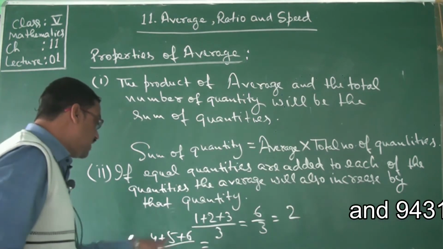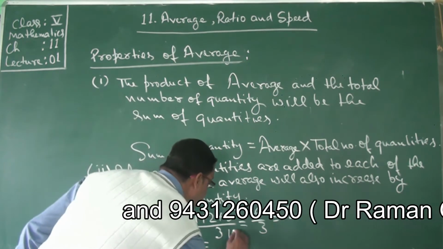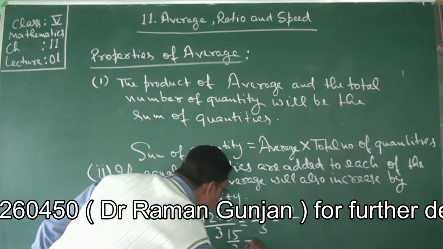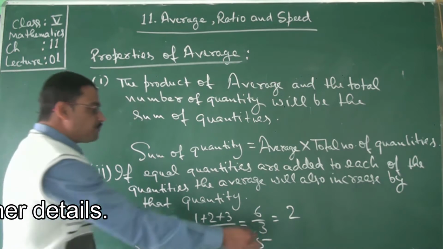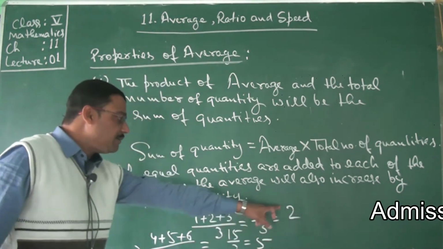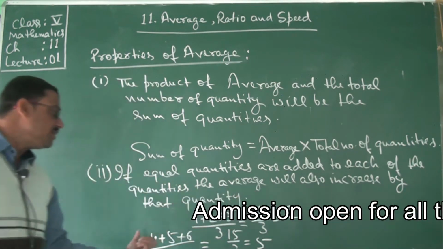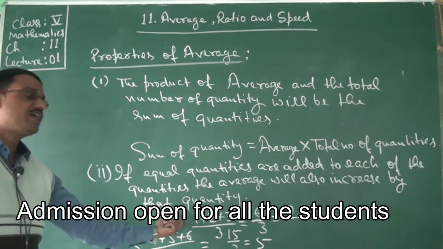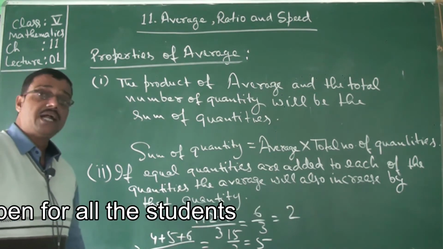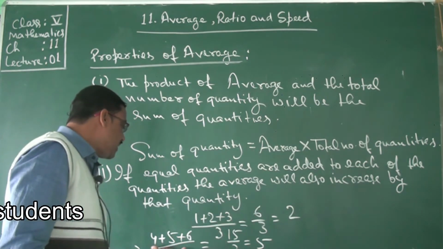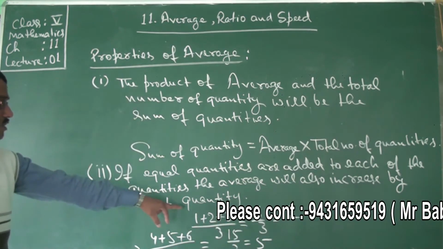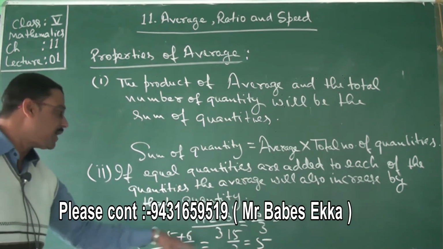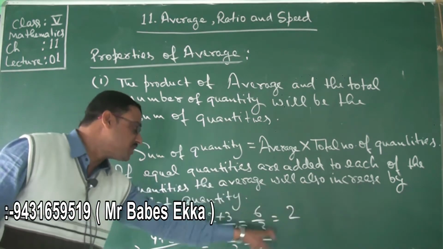4, 5, 9 plus 6, 15. 15 by 3, that is 5. See the difference in the average. Here the average was 2. When each of the quantities is increased by 3, that time we got the average also increased by 3. 2 plus 3 is 5. As 1 plus 3 is 4, 2 plus 3 is 5, 3 plus 3 is 6, similarly 2 plus 3 is 5.